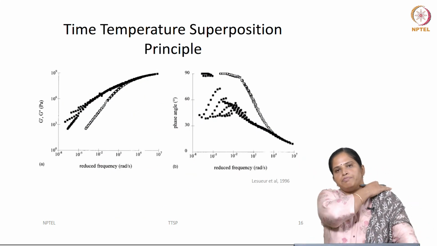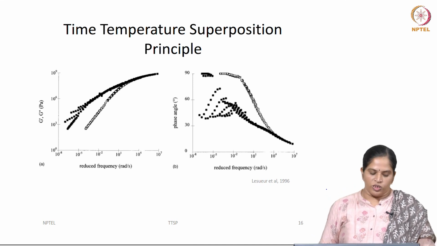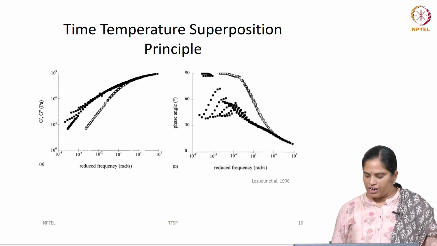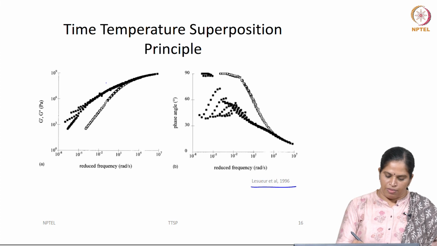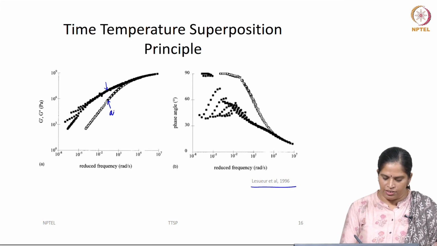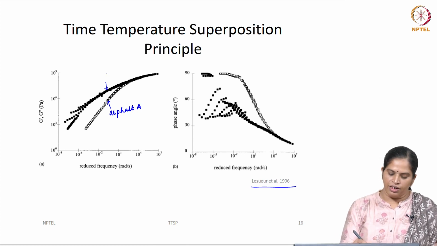So, this is an example where the oscillatory shear data was shifted using the time-temperature superposition principle, taken from a paper. This compares a master curve after shifting, for two samples: one is asphalt A, and let us not worry about what that A is, and the other is asphalt A plus 10% wax.